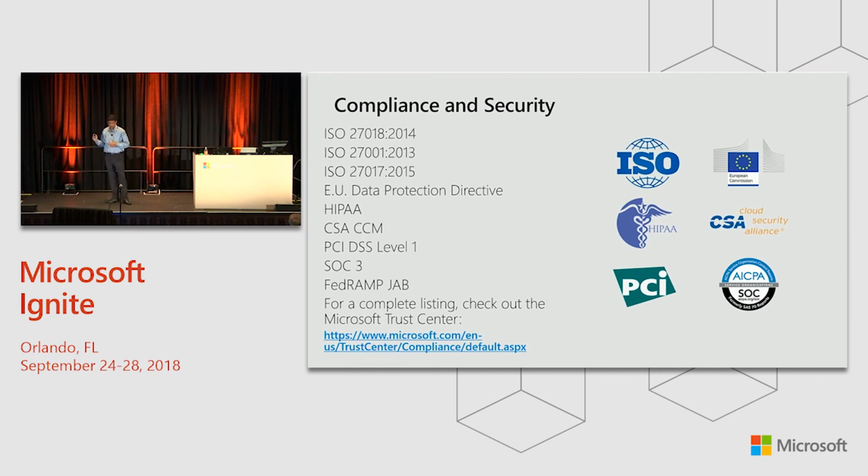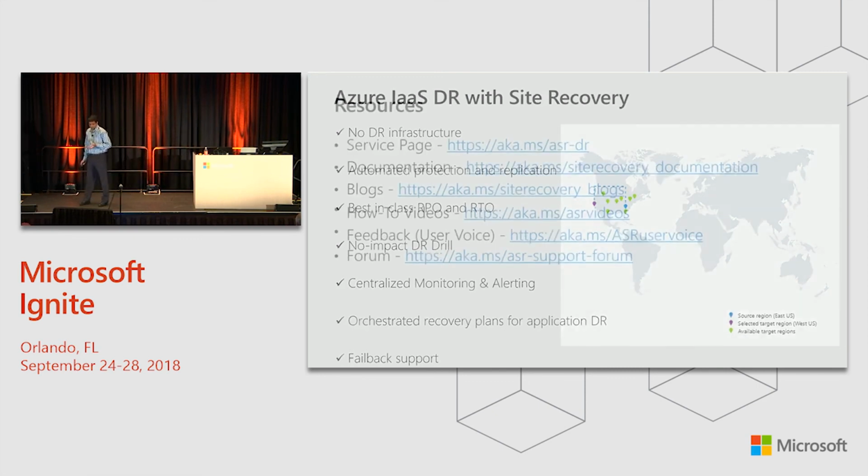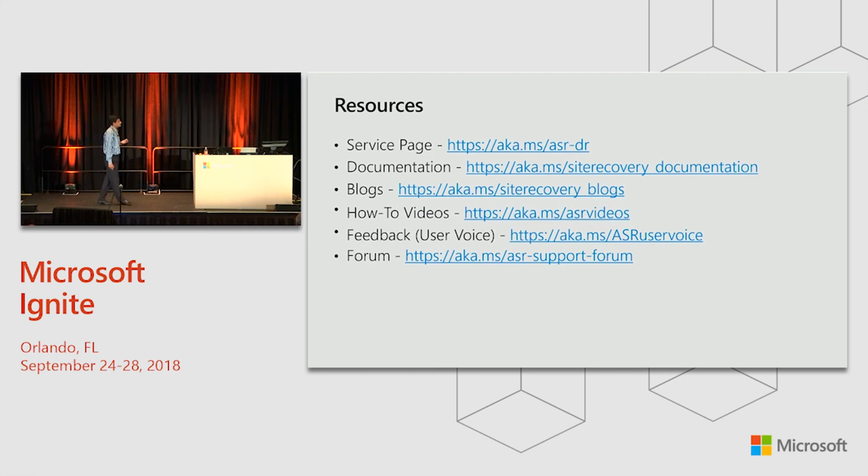To summarize the session, this is what we learned today, right? Azure Site Recovery for IaaS VMs is a no-DR infrastructure, automated protection and replication, best-in-class RPO RTOs, no-impact DR drill, centralized monitoring, orchestrated recovery plan, and failback support. I just want to take this slide as your summary slide from the learning of this session. There are a bunch of resources which are available in our documentation, blogs, and even user voice to help us improve this feature. So feel free to reach out to us if you have any of these questions, and we will be happy to help.